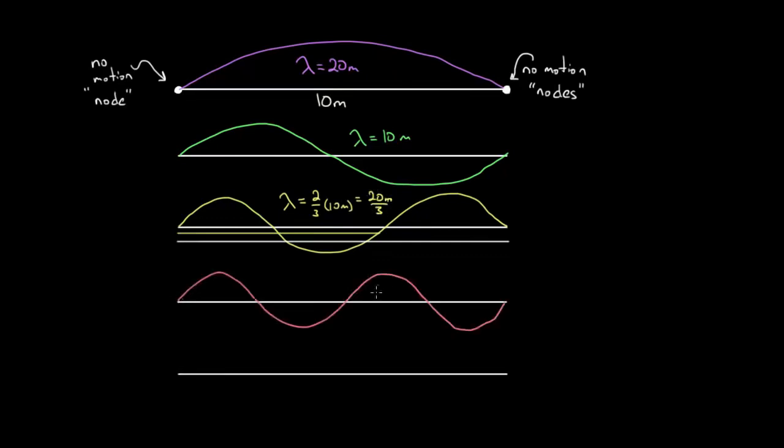I'll draw the rest. This is the 4th harmonic. How big is this wavelength? Well, this wavelength covers half of the string. So this wavelength is going to be half the length of the string, and that's going to be half of 10, which is 5 meters. And we can keep going.